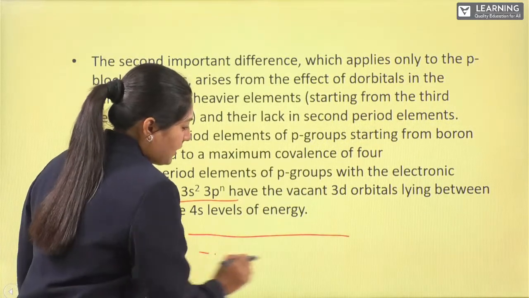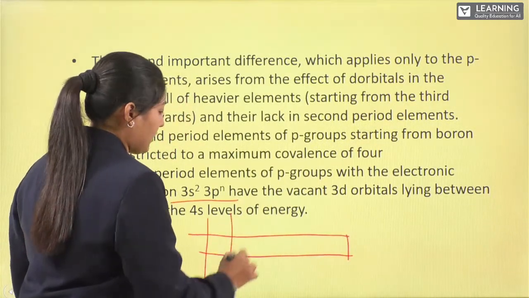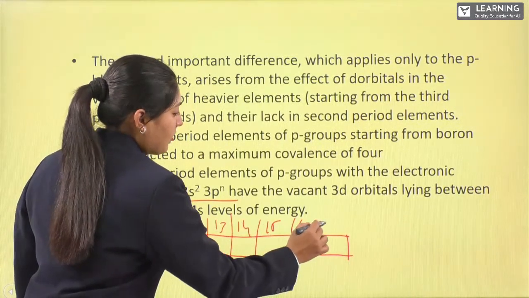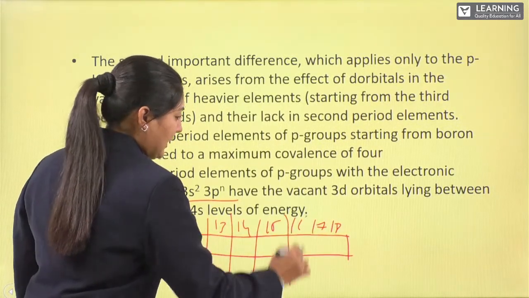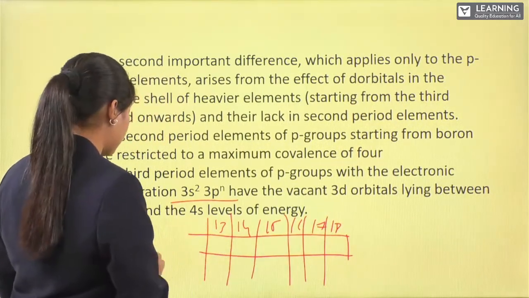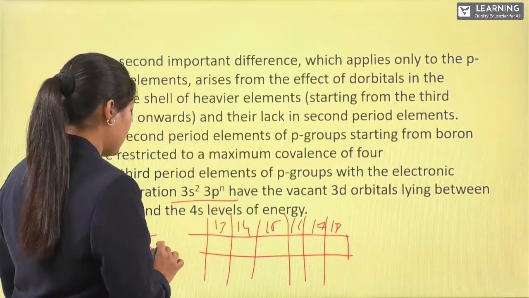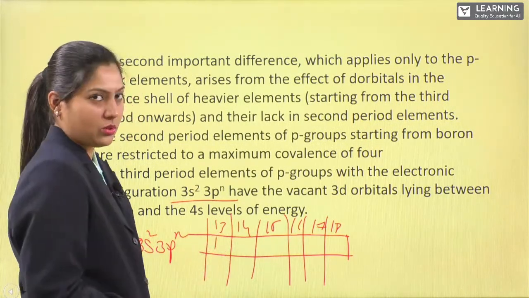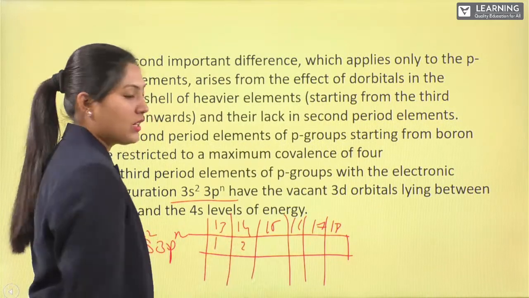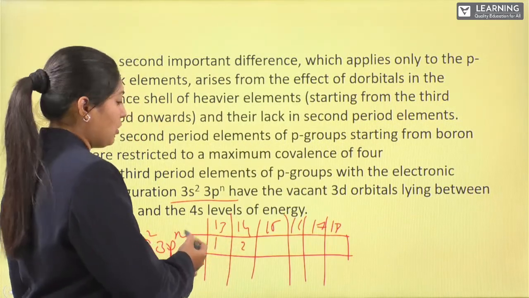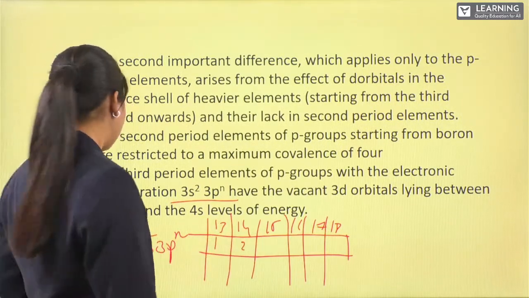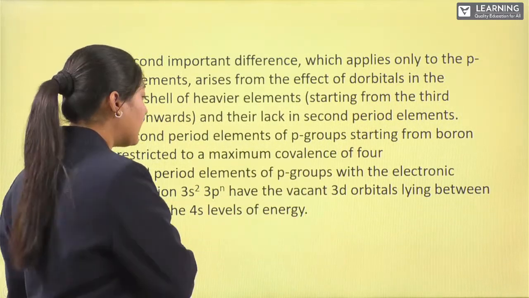In the third period, whether it is in group 13, 14, 15, 16, 17 or 18, any group will have the configuration 3s2 3pn. If n is 1, it comes to the 13 group. If n is 2, it comes to the 14 group. Likewise, it goes on. So here we are speaking about the third period.